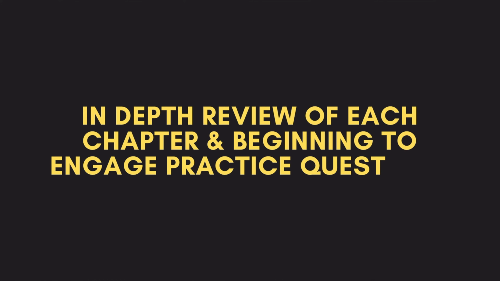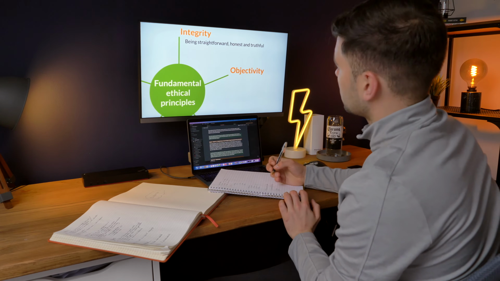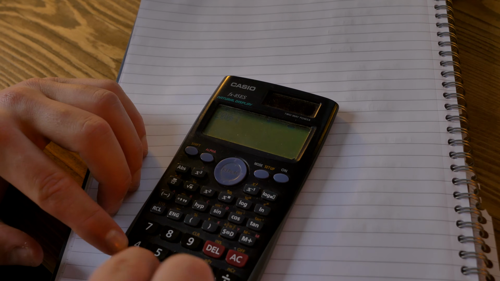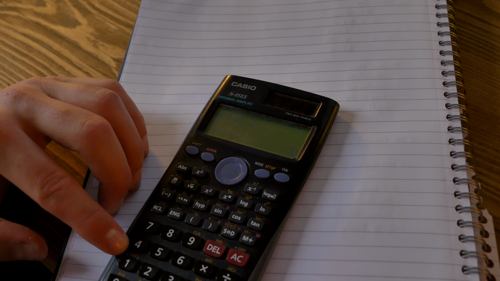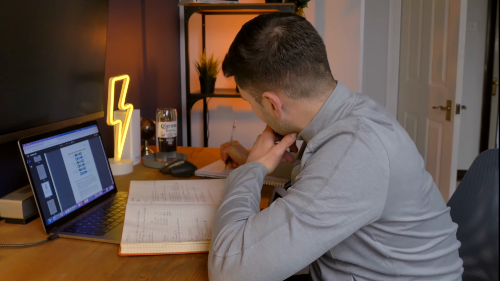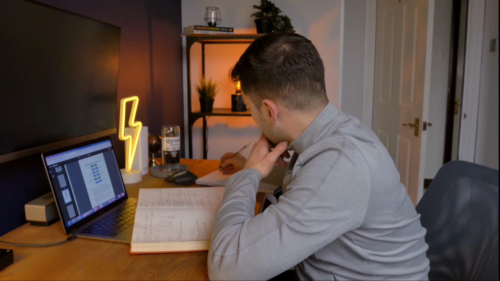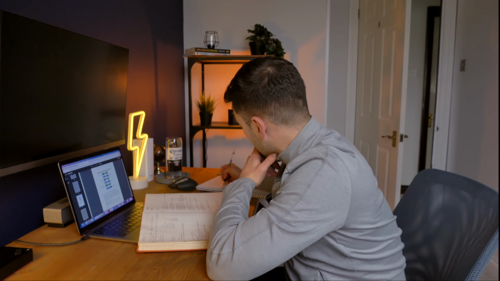We now move on to stage 2, which is an in-depth review of each chapter and beginning to engage yourself in practice questions. The second stage of the revision strategy is to perform an in-depth review of each chapter and begin engaging yourself in practice questions. Where there are calculations, it is imperative to begin understanding the calculations and the technique required to arrive at the correct answer. As you become knowledgeable on each chapter, it is sensible to begin adding in practice questions so that you can understand your stronger and weaker areas, helping you to create a plan on your next steps with your revision.